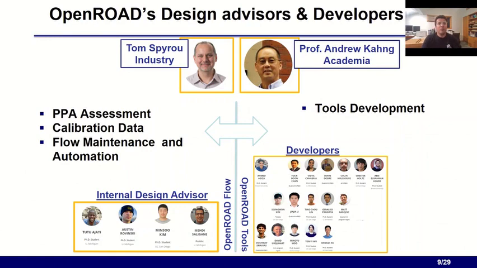And the OpenROAD project, led by Professor Andrew Kang, figured out how to make this happen. Tom Spiro, shown on the left, has been OpenROAD's chief architect since July of last year, with multiple other industry veterans who share the vision of open source EDA.